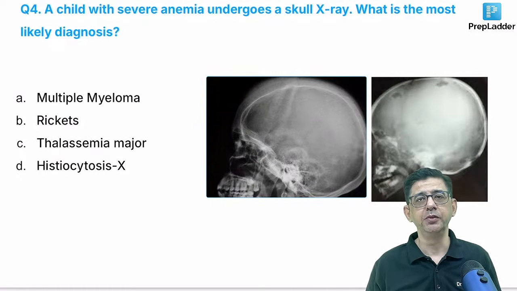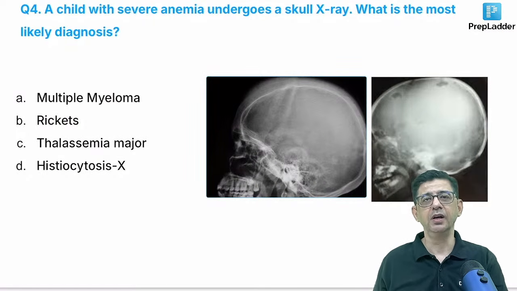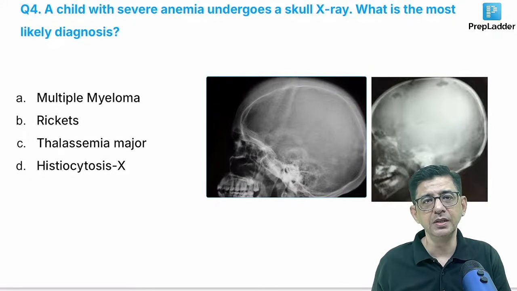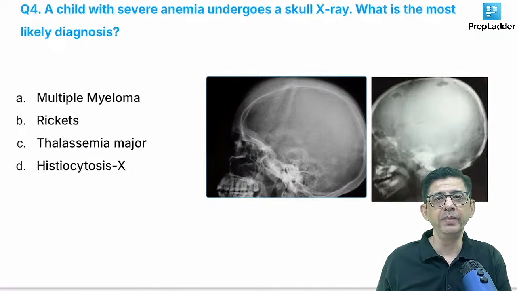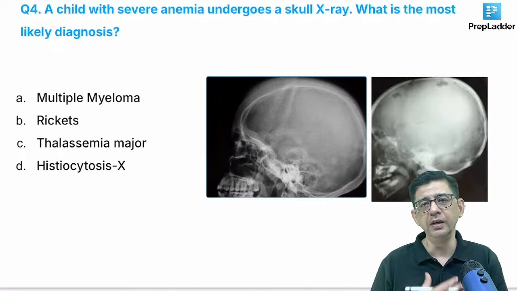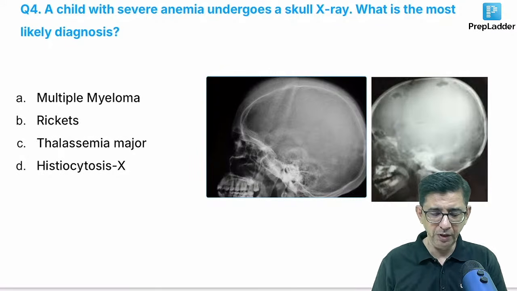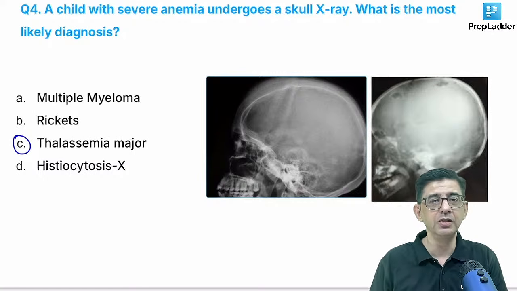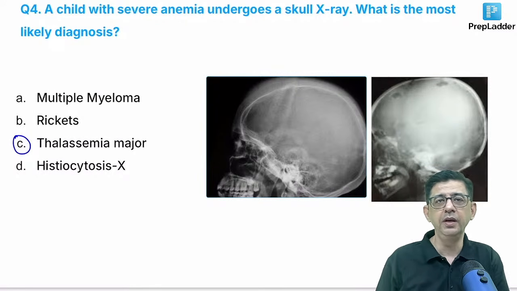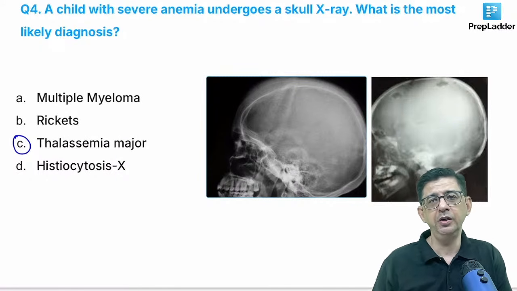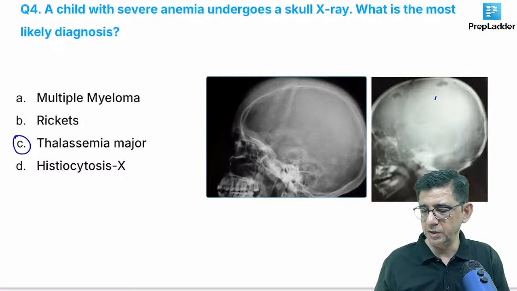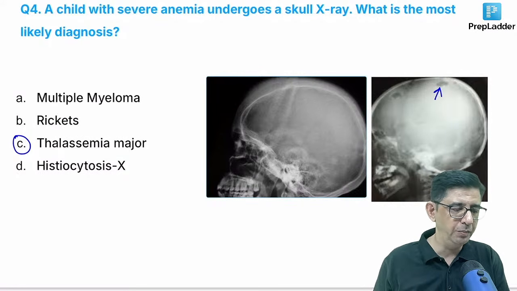Then, a child with severe anemia undergoes a skull X-ray. What you will get is a classical hair on end appearance, and though the age group is not given, that goes in favor of thalassemia major. So the correct answer for the current image is option number C. But then I can give you a patient with anemia and I can give you this image. So can you comment on the second image that is given here?